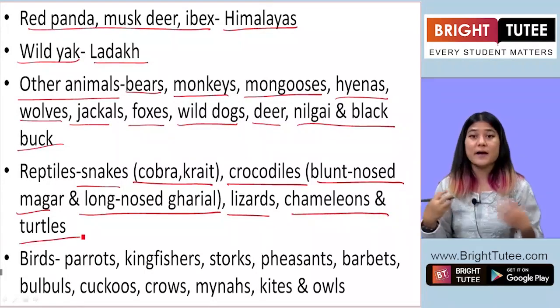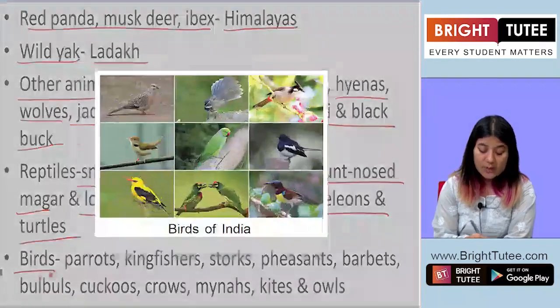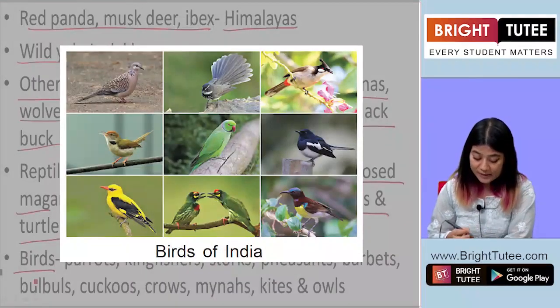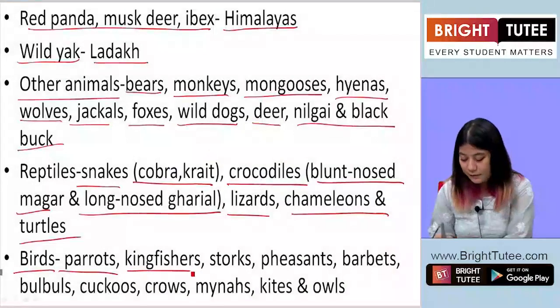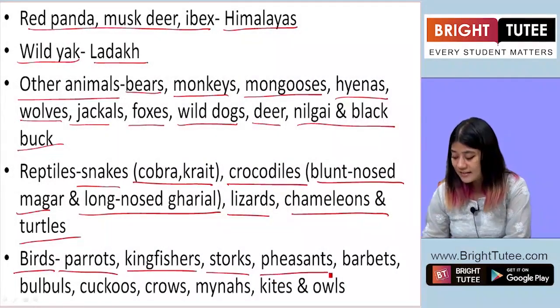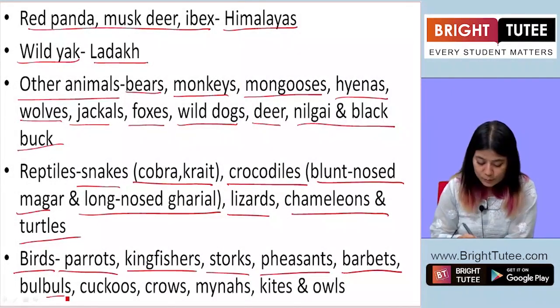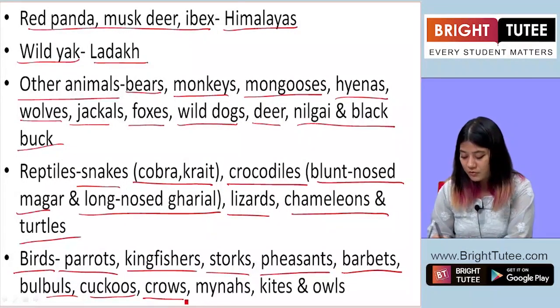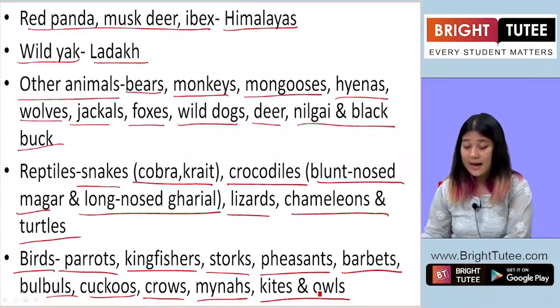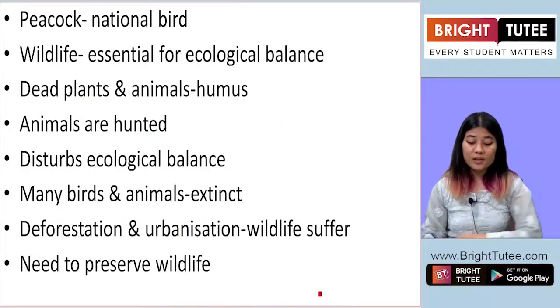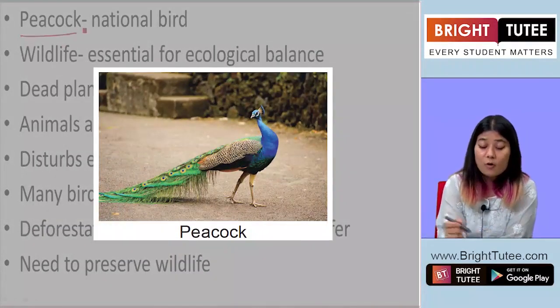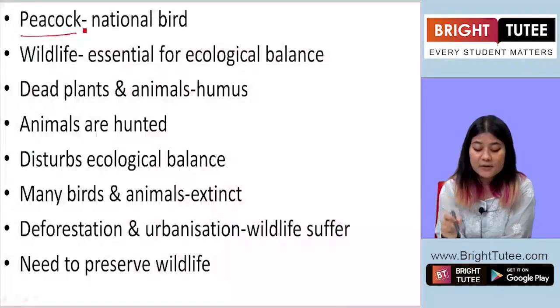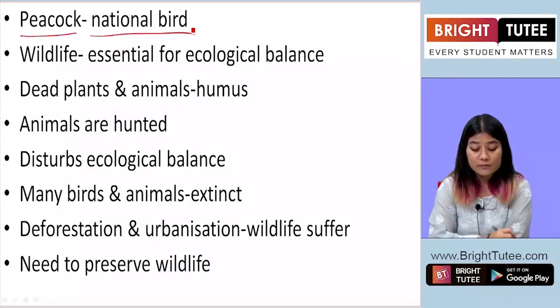Now we also have diverse kinds of birds which are found in India. They are parrots, kingfishers, storks, pheasants, barbets, bulbuls, cuckoos, crows, mynas, kites, and owls. The peacock is also found in our country, and the peacock is the national bird of India.